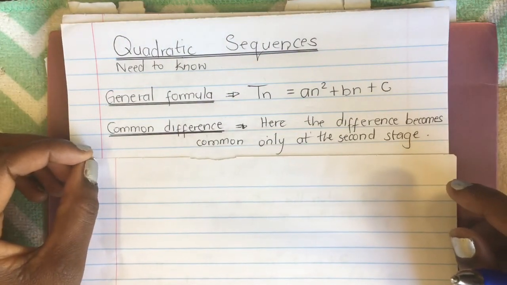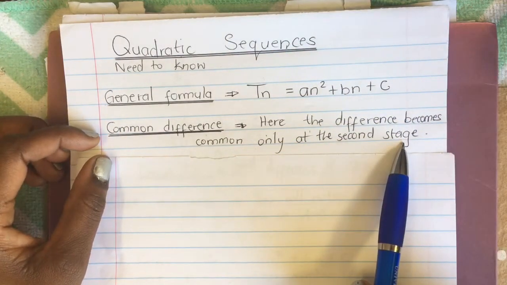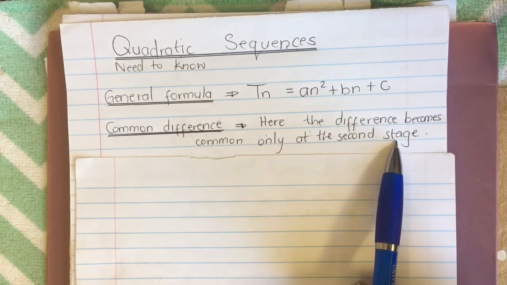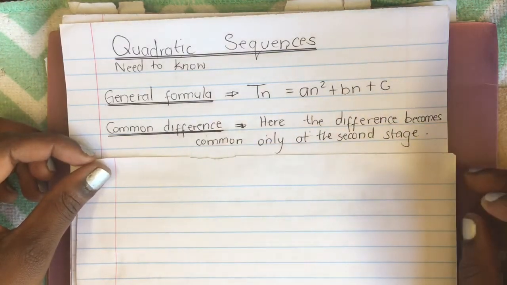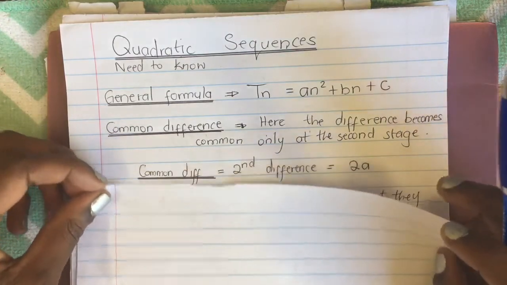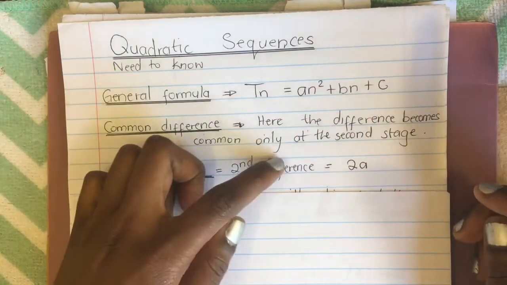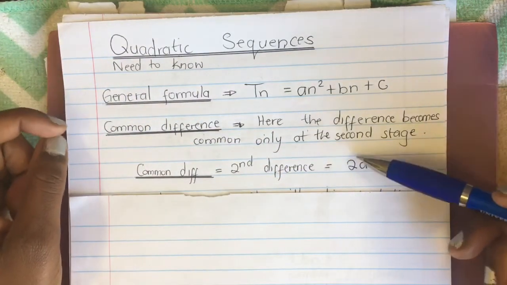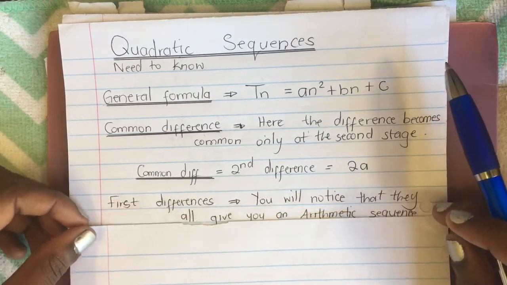So here the common difference becomes common only at the second stage, because when you're working them out, you find a first stage and then you find a second stage. So the difference will only be common at the second stage. The common difference is the second difference, like I've mentioned, and it is equal to 2a at all times.